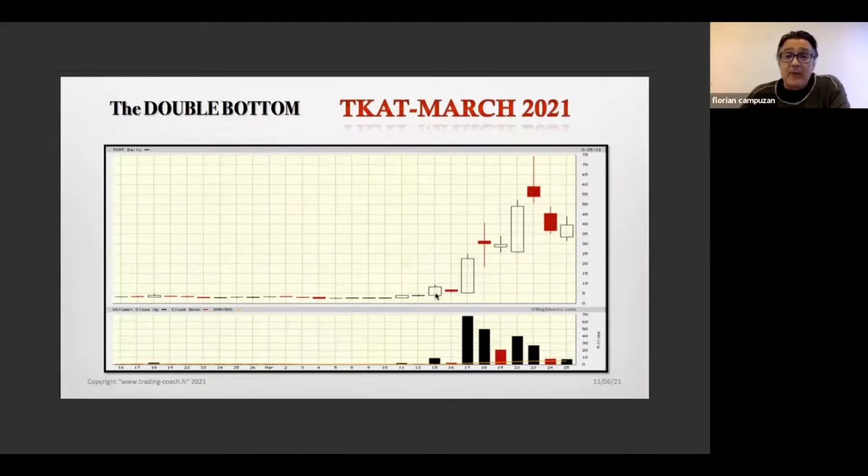And it went from 4 to near 20, a 2,000% move in 1, 2, 3, 4, 5, 6, 7, 8 days. Strange, eh?